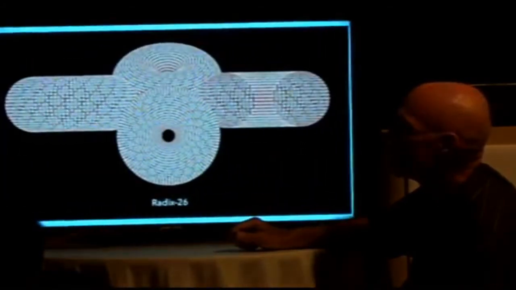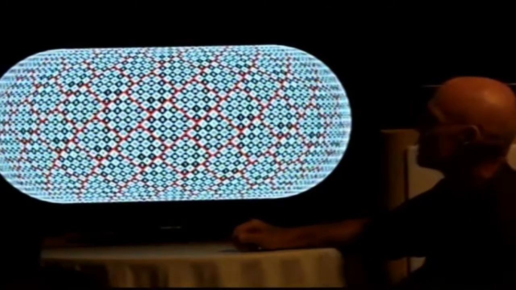Radix 26. Do you want to give them a good view of these? Yeah. Okay. So just keep going. I want them to see them before we're out of here. Next, please. Matthew, I know we got to quit. I'm just showing him something.